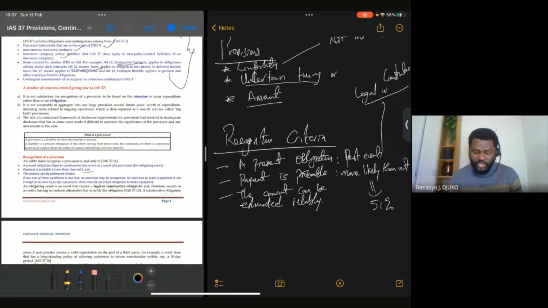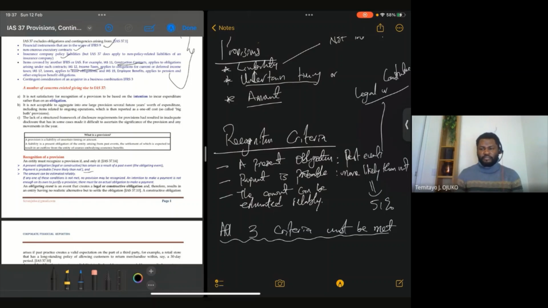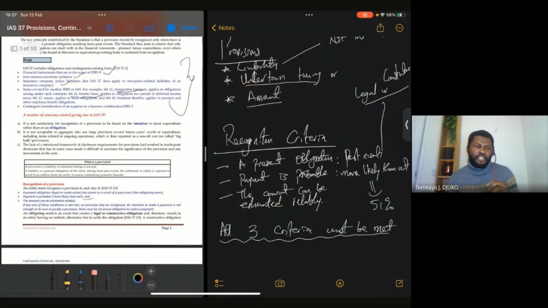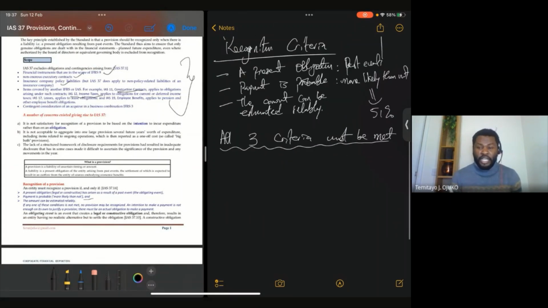Now, take note, all three criteria must be met. If two out of the three are met, then it's no longer a provision. Now, that will take us to another one, which is contingent liability, but we'll come back to that shortly. Okay, I think it might be worth just talking about that before we move further.